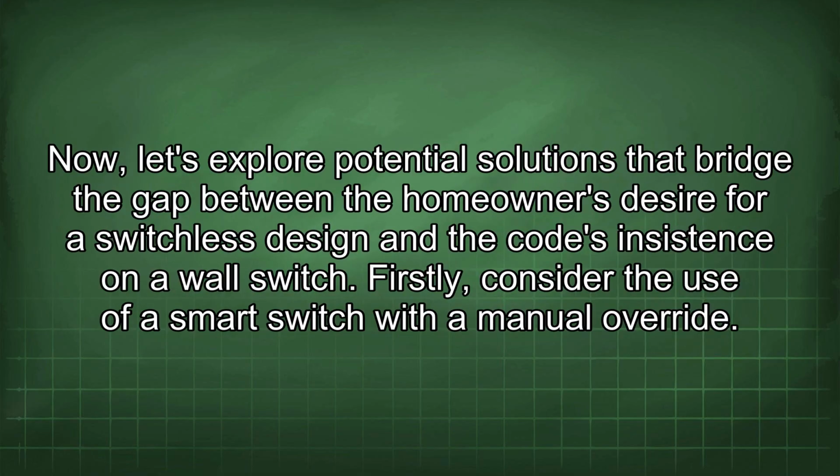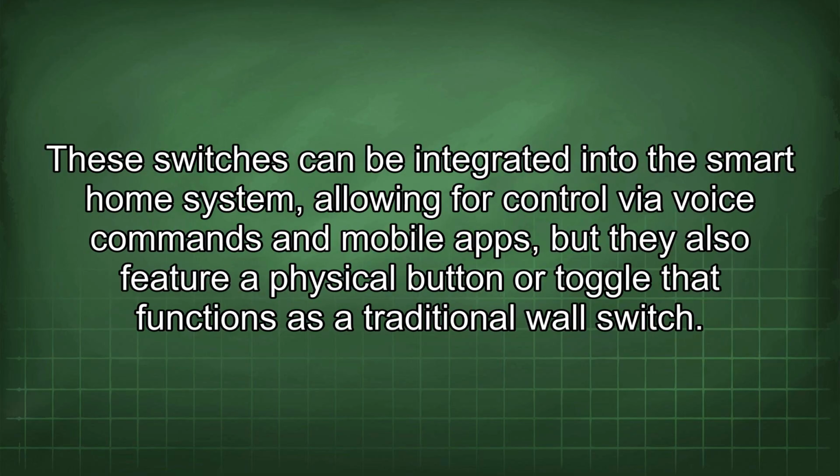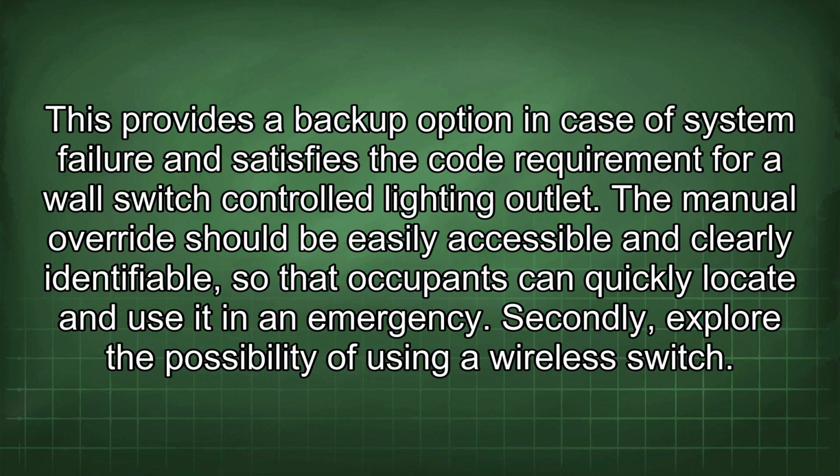Now, let's explore potential solutions that bridge the gap between the homeowner's desire for a switchless design and the code's insistence on a wall switch. Firstly, consider the use of a smart switch with a manual override. These switches can be integrated into the smart home system, allowing for control via voice commands and mobile apps, but they also feature a physical button or toggle that functions as a traditional wall switch. This provides a backup option in case of system failure and satisfies the code requirement for a wall switch-controlled lighting outlet. The manual override should be easily accessible and clearly identifiable, so that occupants can quickly locate and use it in an emergency.